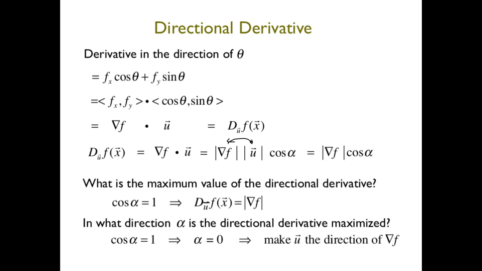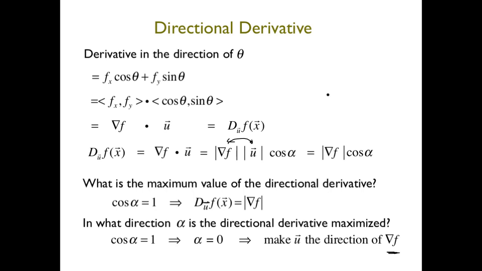So really, the maximum value and direction of the maximum directional derivative, it's all about the gradient. This vector of partial derivatives. The magnitude of that vector of partial derivatives is the magnitude of the max directional derivative. The direction of the gradient is the direction of the maximum rate of change.